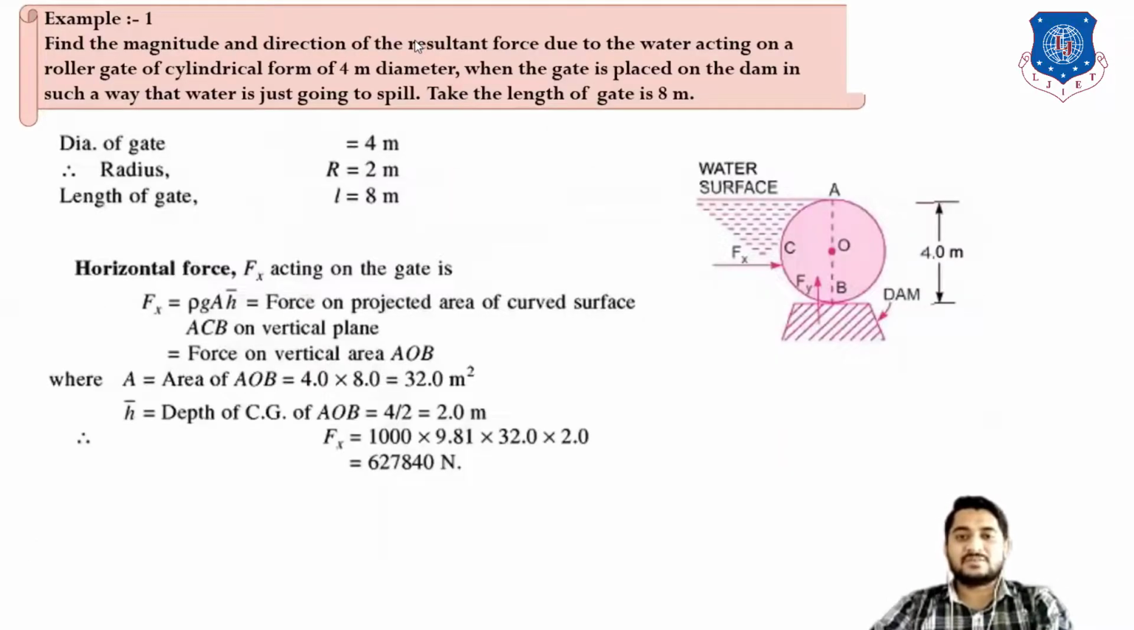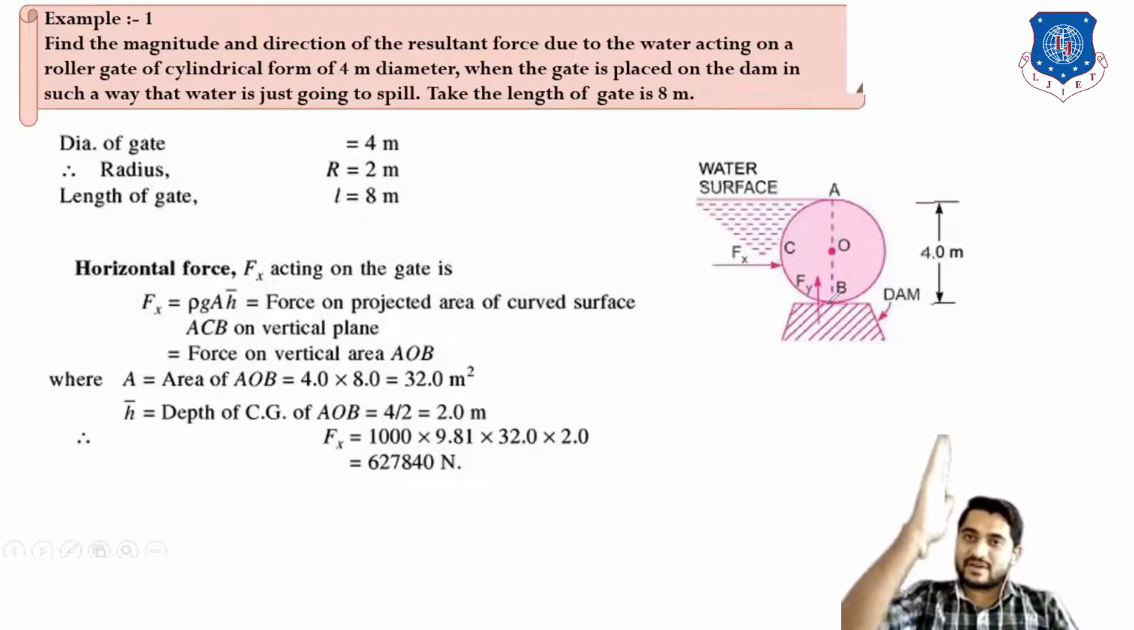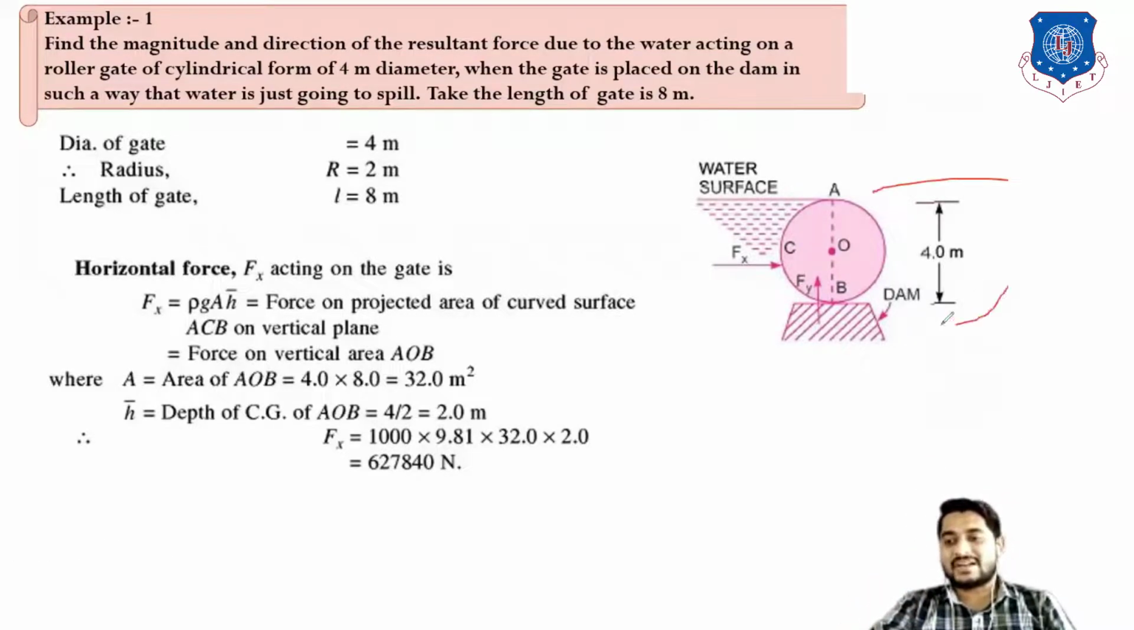Let us take another example. Find the magnitude and direction of the resultant force due to water acting on the roller gate. Here one roller gate is shown in cylindrical form. 4 meter is the diameter, as shown in this sketch. When the gate is placed on the dam, in case of a dam, there is water at only one side. Remember this, students, they have given a full cylindrical gate, but water is only at one side. So you have to find the area of half of the cylinder only. Remember this, because at the right hand side water will be empty, right?